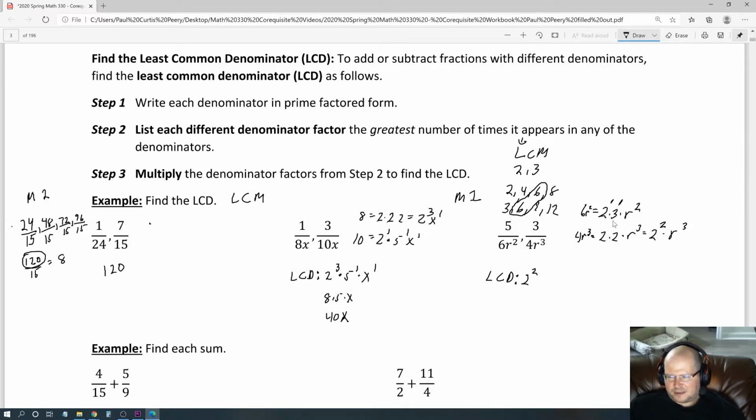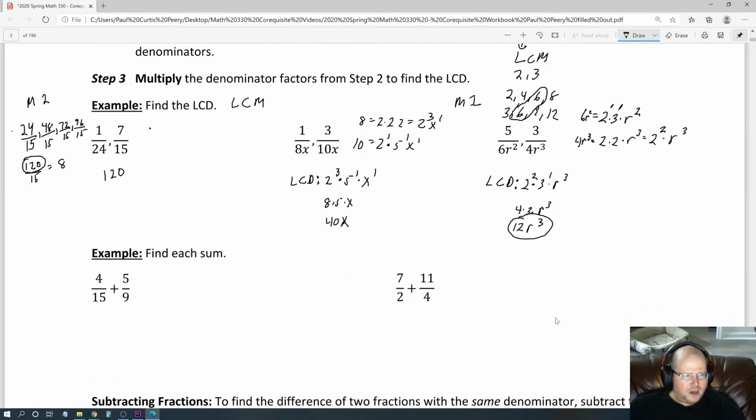So we actually have to include the 2 to the second power. We have a 3 to the first power on top, and we don't even have a 3 on the bottom, so we have to include the 3 to the first power. We have an r to the second power on top, and we have an r to the third power on the bottom over here, right? So we have to include r to the third power. And what that gives you is 4 times 3 times r to the third power, which gives me 12r to the third power. And so it looks like the least common denominator of 6r squared and 4r to the third power is 12r to the third power.